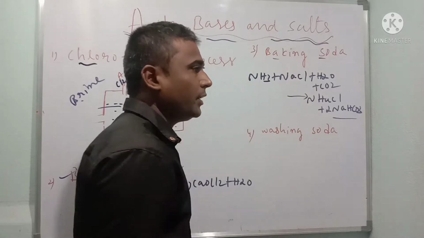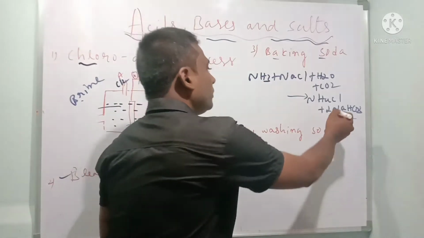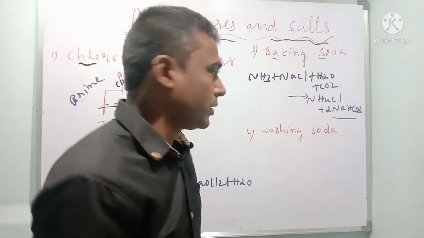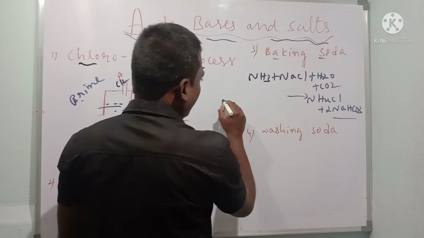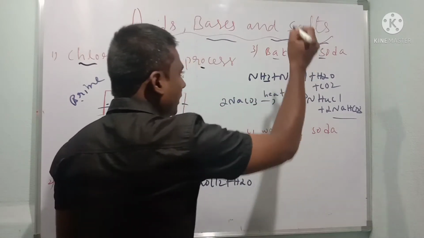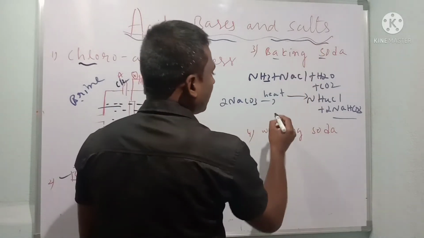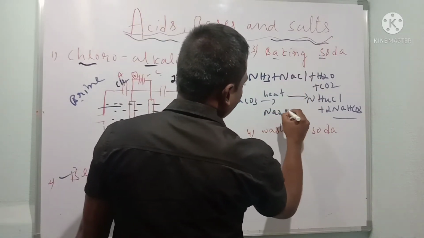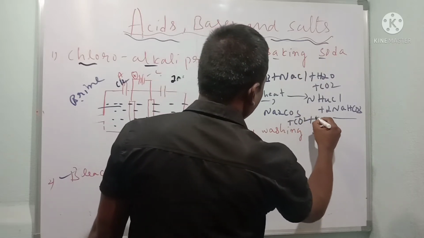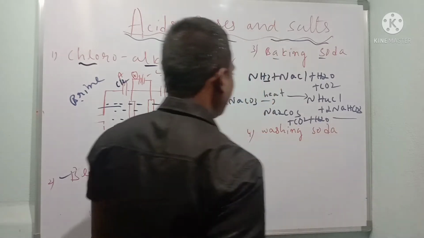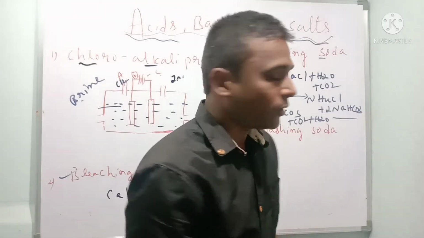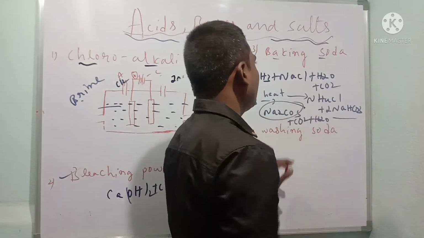So here our aim is to get sodium carbonate, that is baking soda, which is nothing but sodium carbonate. After the heating process, we'll get our destination point, sodium carbonate, with the liberation of carbon dioxide plus water. This is all about baking soda. Okay, this is the formula for sodium bicarbonate.